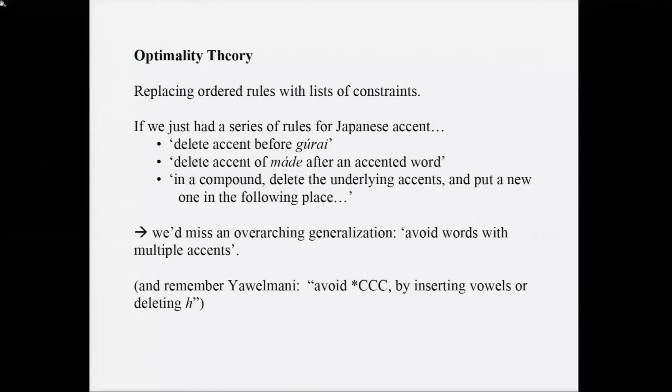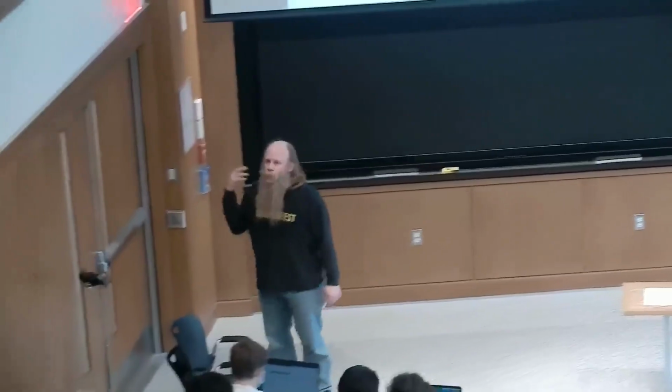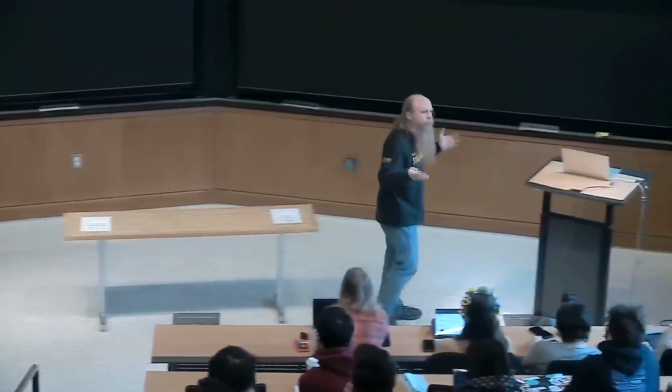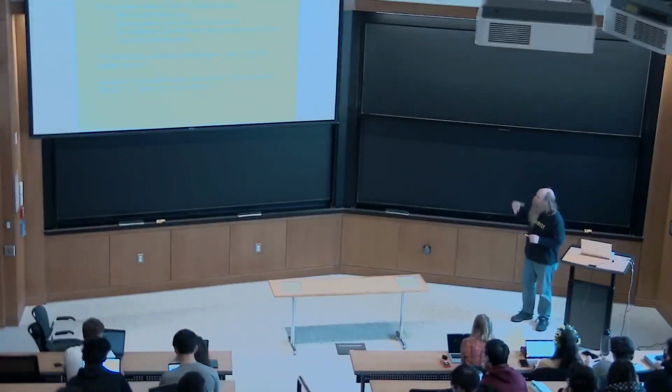So remember Yawamani, which was avoid strings of 3 consonants, either by inserting vowels or by deleting H, if you have an H. I've been saying we could just state these rules, but we'd be missing a generalization. Yawamani is trying to avoid 3 consonants in a row. Japanese is trying to avoid 2 accents in a single word. Maybe it's obvious. We don't want to miss generalizations like that. We want to find them and understand them. So a similar kind of thing that we could think about here.